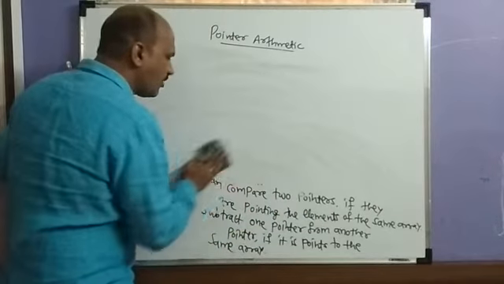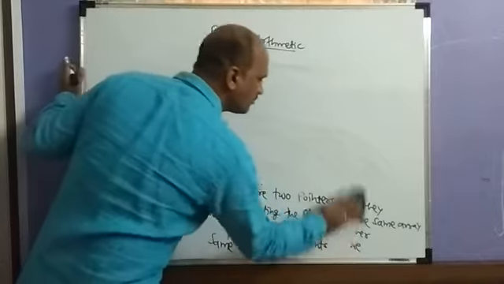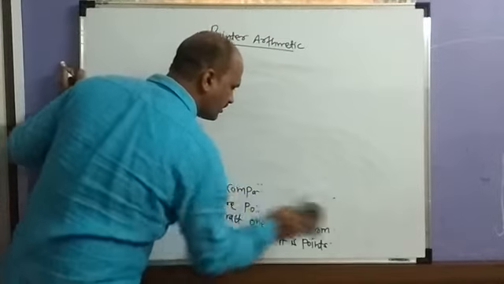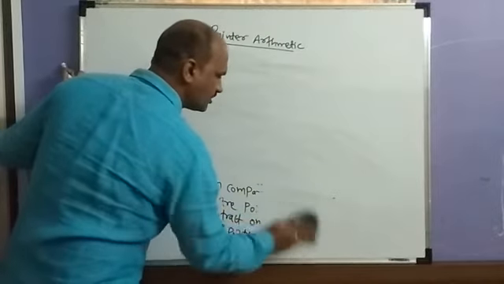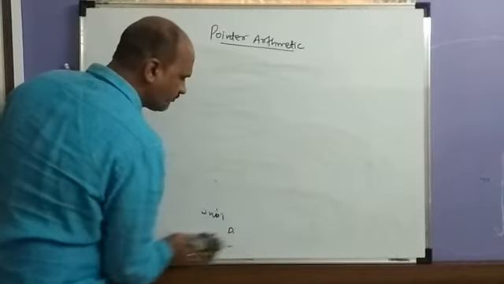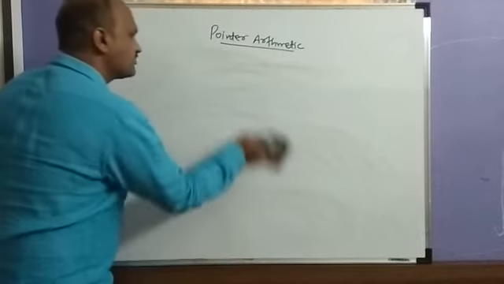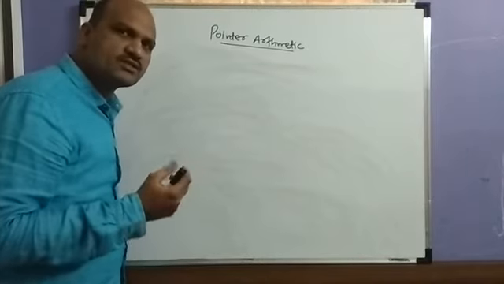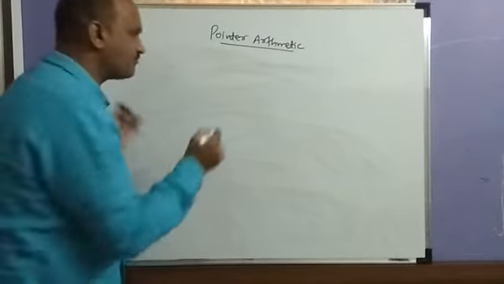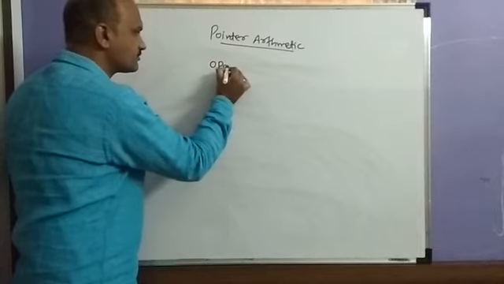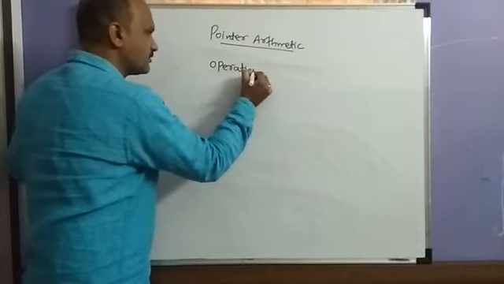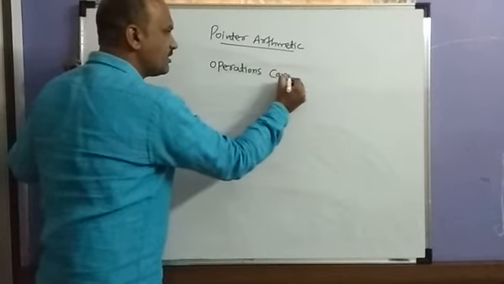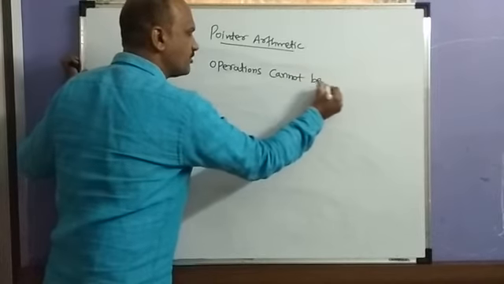Now, what operations cannot be performed on pointers, you should also know that. These are the five that can be performed on pointers. So what are the different operations that cannot be performed on the pointers?